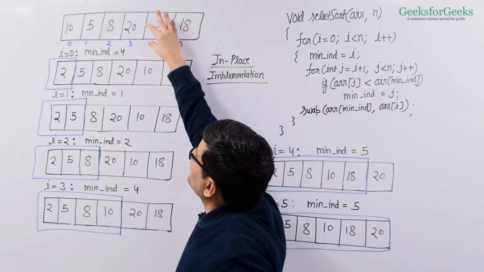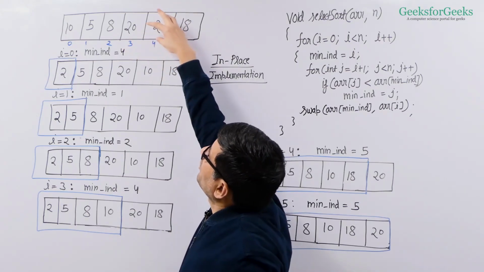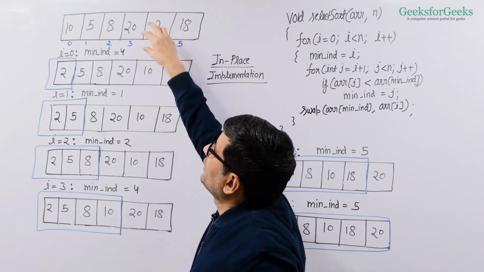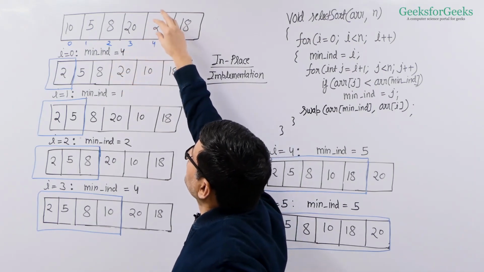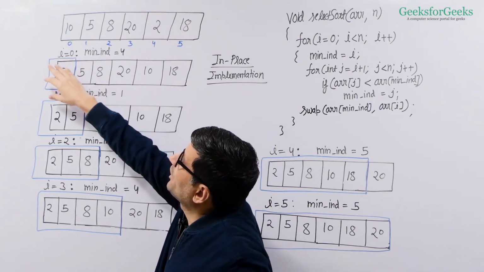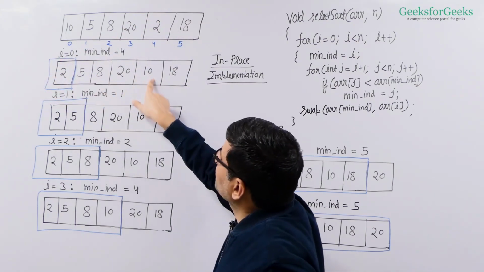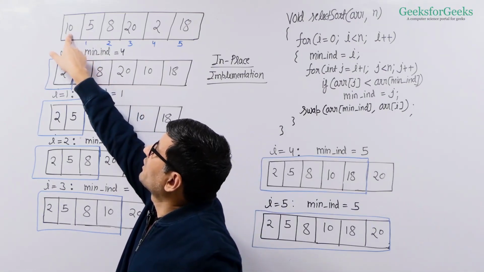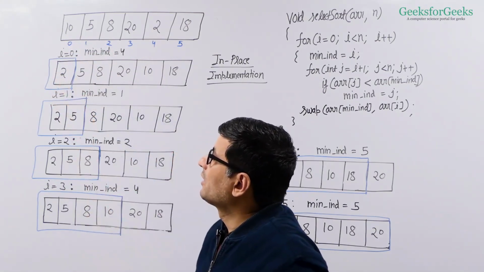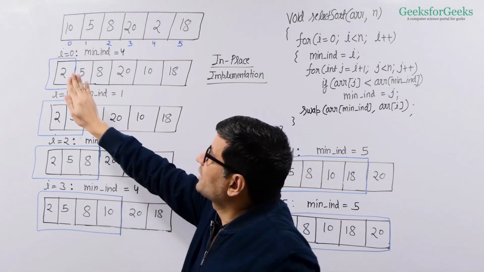In the first iteration, like the naive implementation, we find out the minimum element, which is 2 here. And instead of putting this 2 into a temporary array, we know this 2 is going to be at index 0. So we swap it with the current element at index 0. So 10 comes here, the current element at index 0 comes here, and this element goes to the index 0, right?